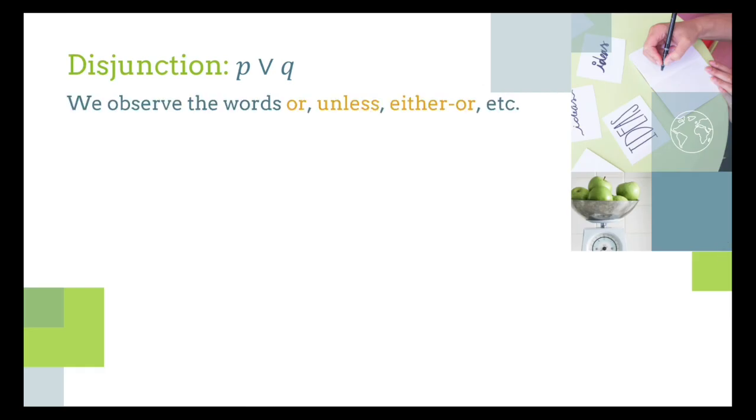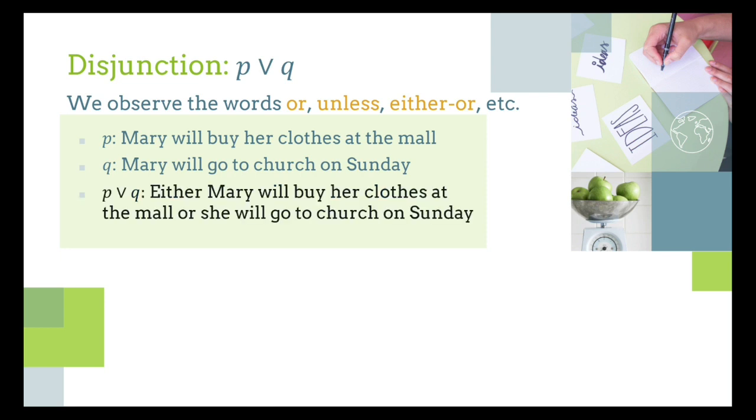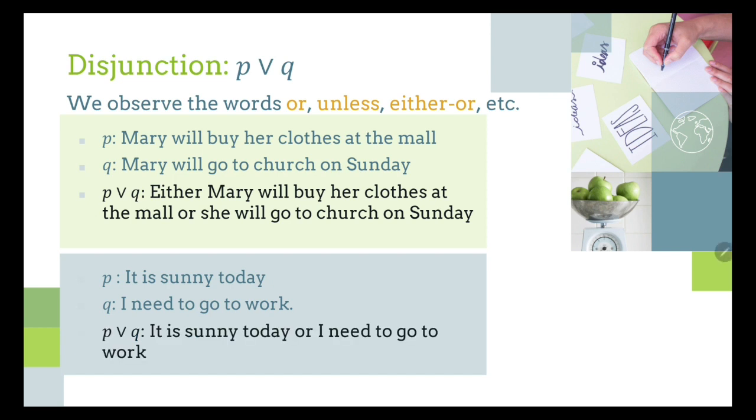Next, disjunction. We observe the words or, unless, either-or, etc. Or in short, or. Example, P, Mary will buy her clothes at the mall. Q, Mary will go to church on Sunday. So P or Q: either Mary will buy her clothes at the mall or she will go to church on Sunday. So there is the or there. Next, P, it is sunny today. Q, I need to go to work. So it is sunny today or I need to go to work.